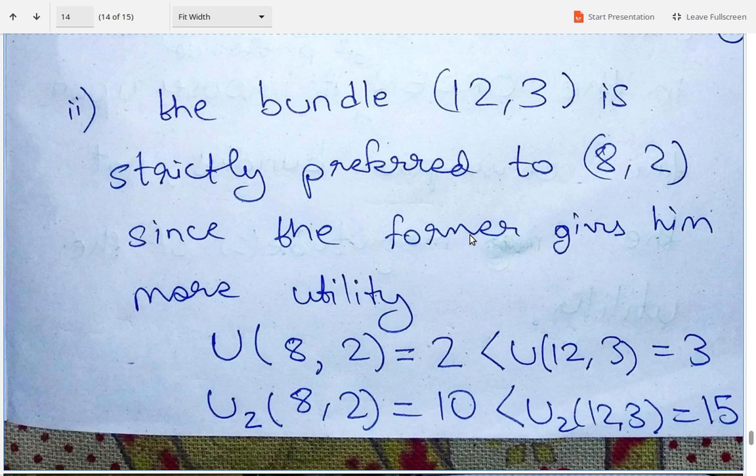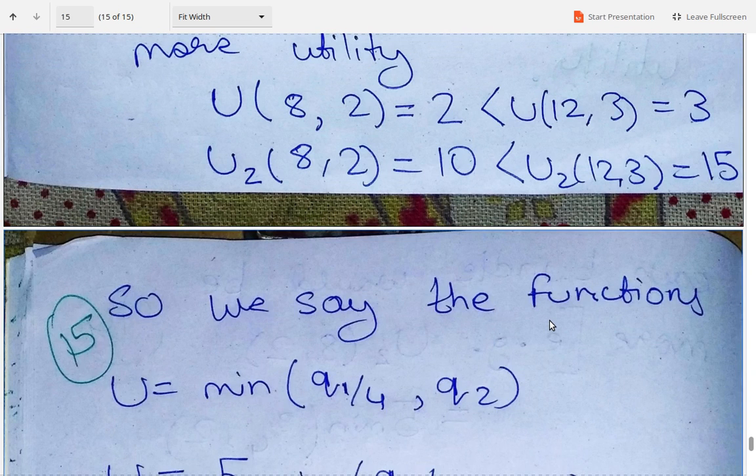So regardless of whether John's utility function is written as u equal to the minimum of q1/4 and q2, or u equal to 5 times the minimum of q1/4 and q2, or u equal to e to the power minimum of q1/4 and q2, in all the cases the bundle (12, 3) would always give him more utility than the bundle (8, 2). It is this ranking in terms of utility that we are interested in, not the magnitudes of the utility themselves.